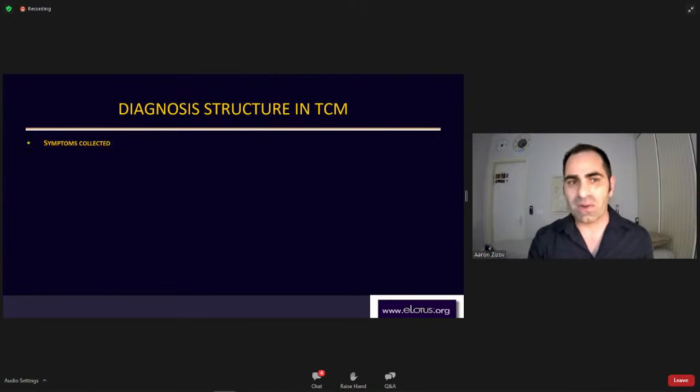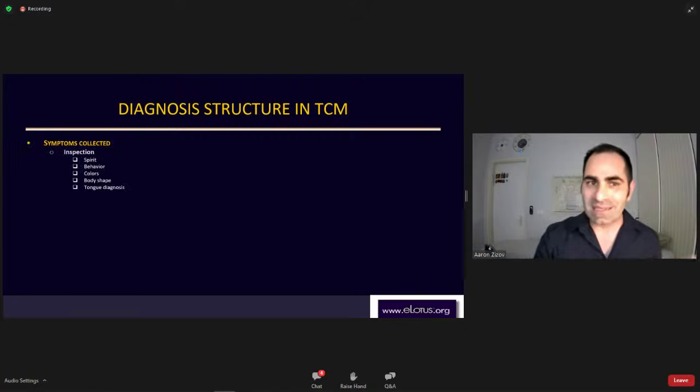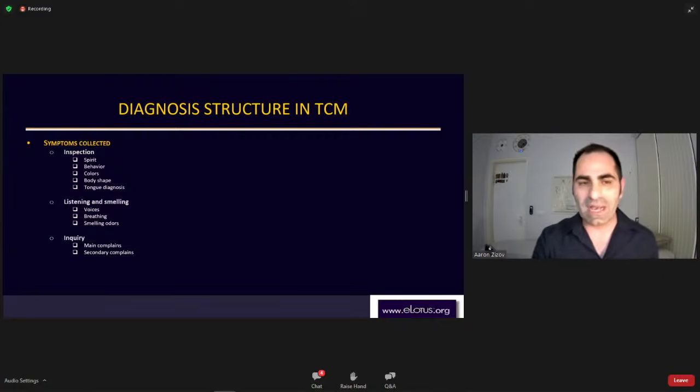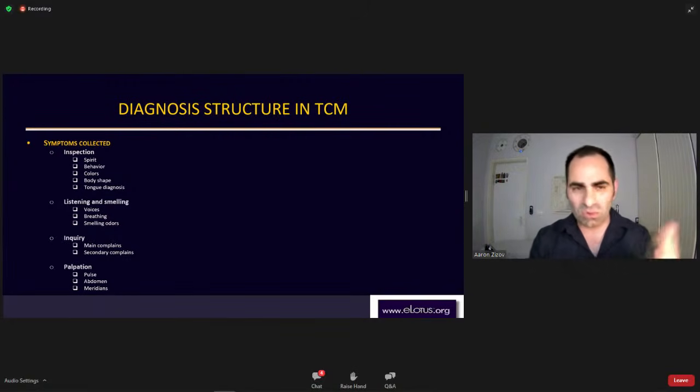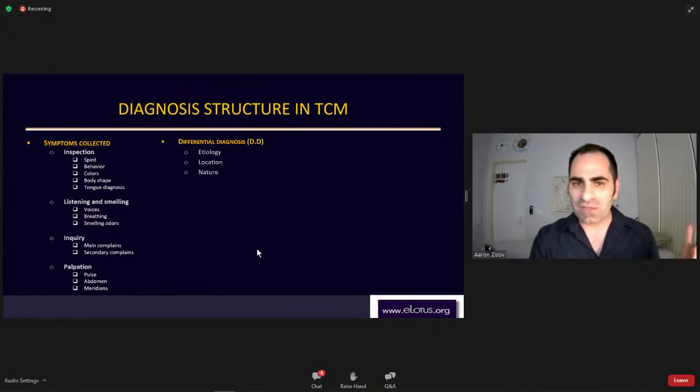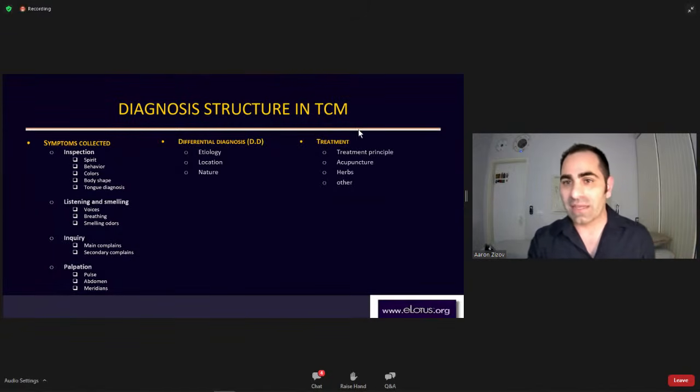So the first part of making the diagnosis is that we need to collect all the symptoms by inspection, listening, smelling, inquiry, palpation. I will go through that more deeply on the weekend course. After that, we need to make the differential diagnosis: etiology, location, nature, and then decide on the specific treatment needed in that case. There are many options.